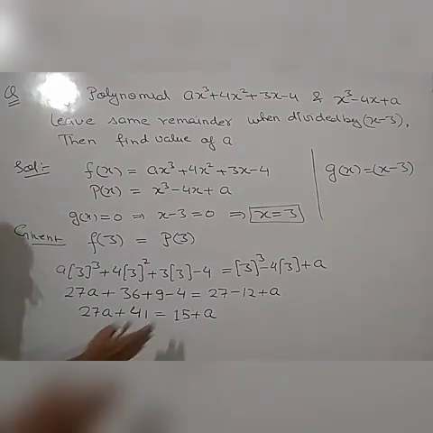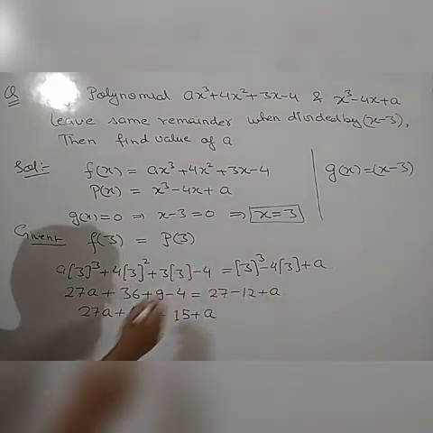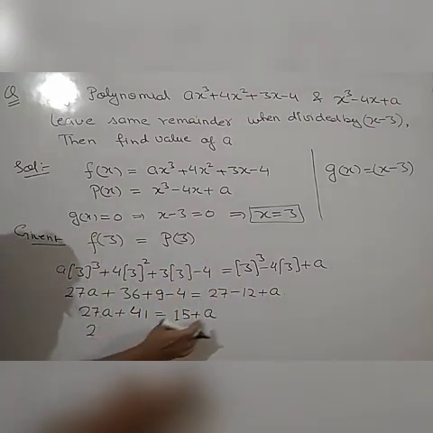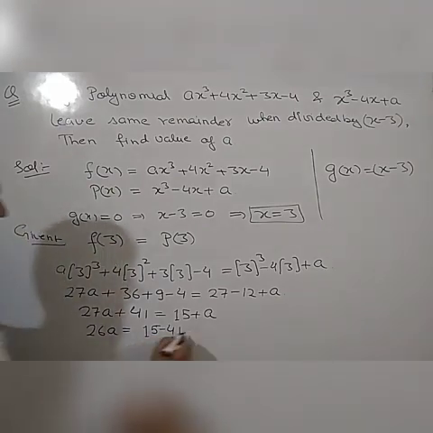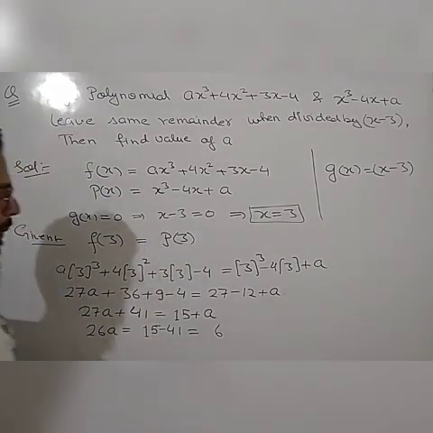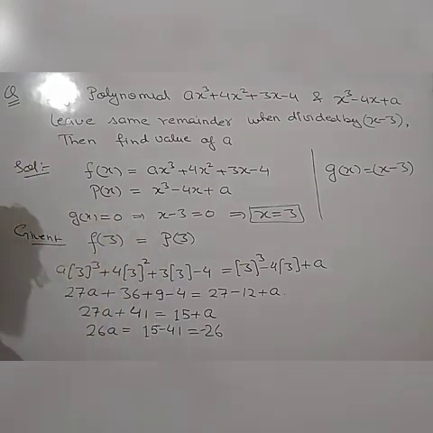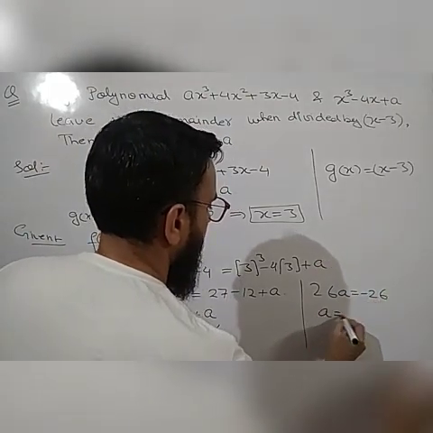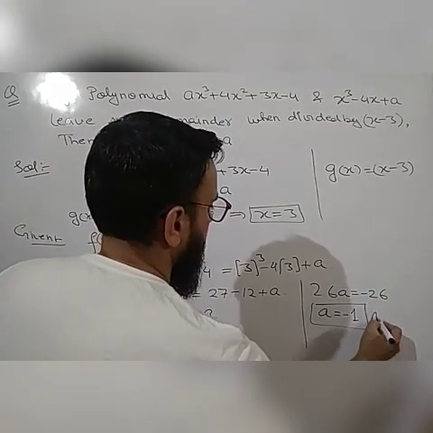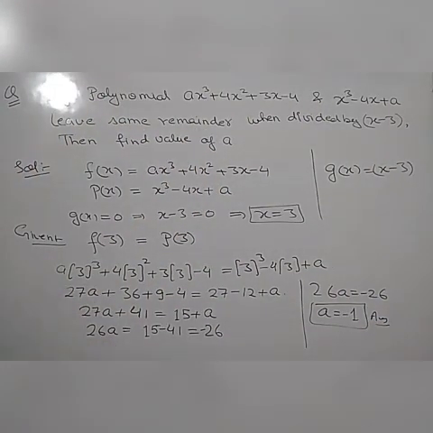Clear? Now taking this a to the left hand side and 41 to the right hand side, we will get 27a minus a, which is 26a, is equal to 15 minus 41. That will be equal to 26 with a negative sign. Or we will get 26a is equal to minus 26, or a is equal to minus 1. So it is our answer. We have to find the value of a. So the value of a is minus 1.